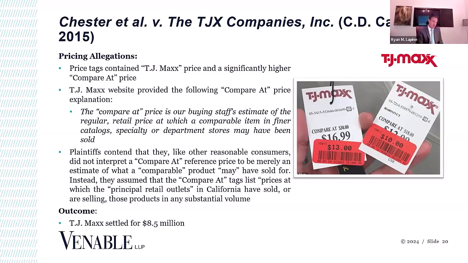It's to get a deal, supposedly. But there's an allegation in the complaint that's just startling. And they say, had plaintiffs been savvy enough and stopped their shopping to get to a computer, log on to defendant's website, navigate to the bottom of the web page, find the compare at pricing link in the fine print on the left side, and click on the comparing pricing link, they would find, and the explanation on the website is the compare at prices are buying staff's estimate of the regular retail price at which comparable items in finer catalogs, specialty or department stores may have been sold.